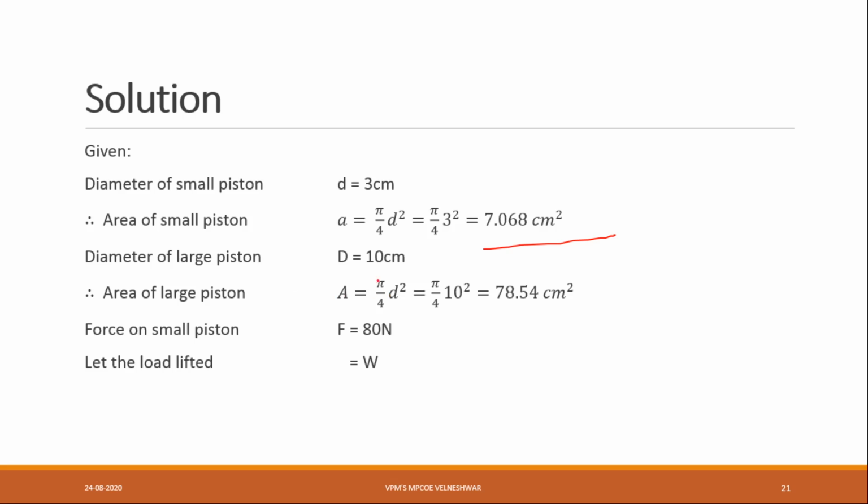Now diameter of large piston is equal to 10 centimeter. That is, area of large piston capital A is equal to pi by 4 into D square, that is equal to pi by 4 into 10 square. Now if I calculate this, I am getting 78.54 centimeter square.